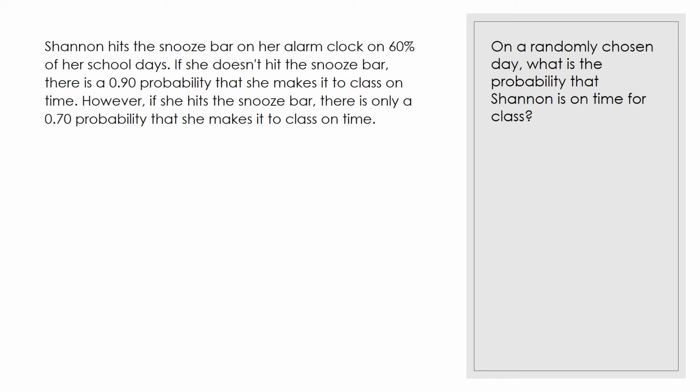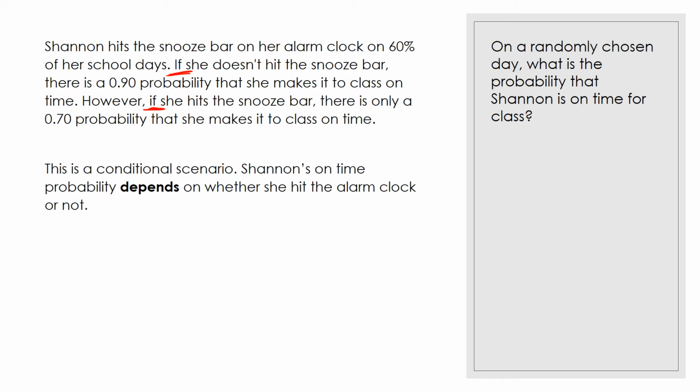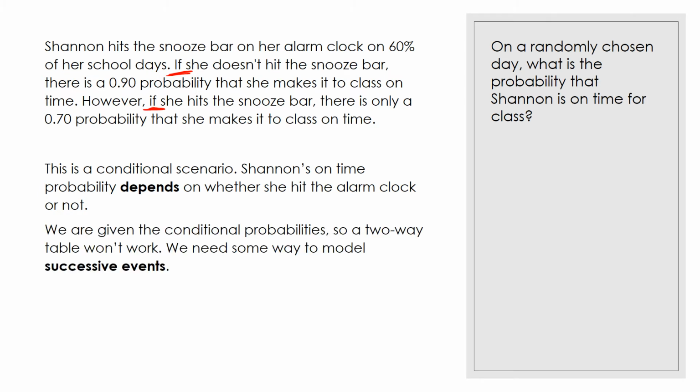So there's a couple of things that we need to unpack here and really look at when we're marking our text. Okay, and we first want to notice this if statement, right? If-then statements are huge indicators that we are looking at conditional probability. Also, you'll notice that we are looking at seemingly the same scenario, that she's on time. But what do we notice? It depends on whether she hit the alarm clock or not. So we say this is a conditional scenario because Shannon's on-time probability depends on whether she hit the alarm clock or not. We are given the conditional probabilities here.